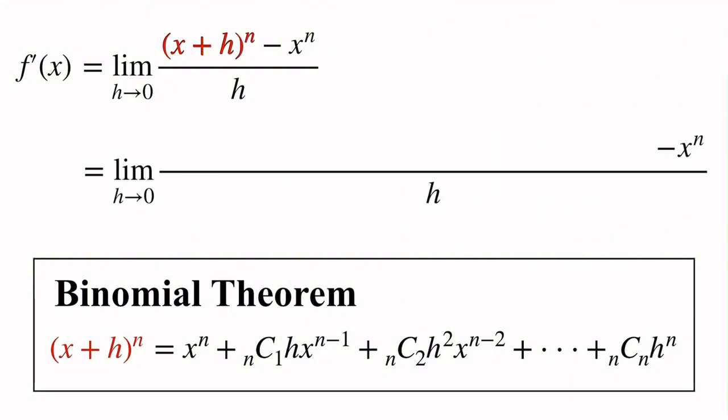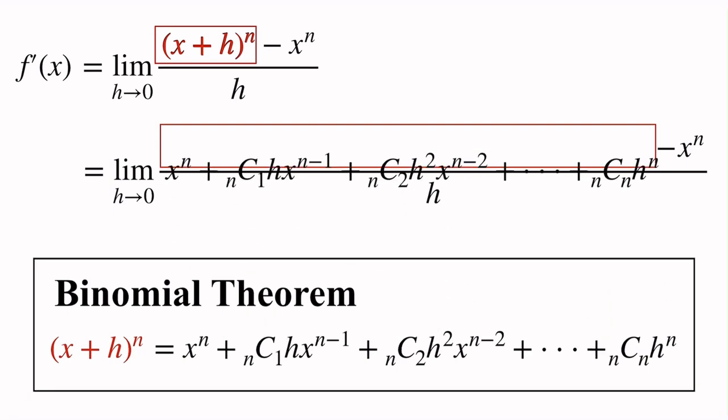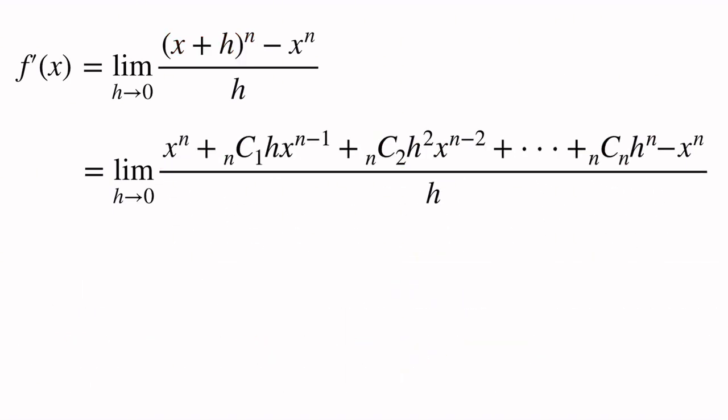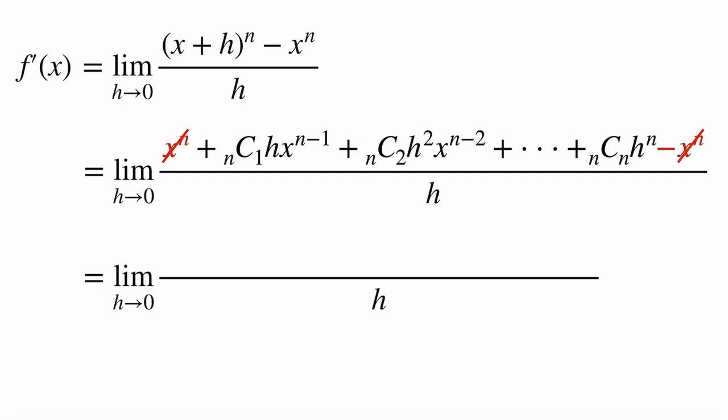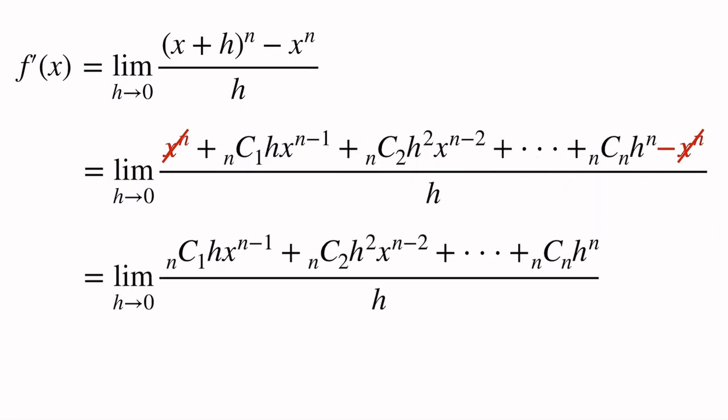Using the binomial theorem, the numerator can be expanded like this. Now the x to the n and minus x to the n cancel each other out, leaving us with the remaining terms. So we can rewrite the expression in a simpler form.